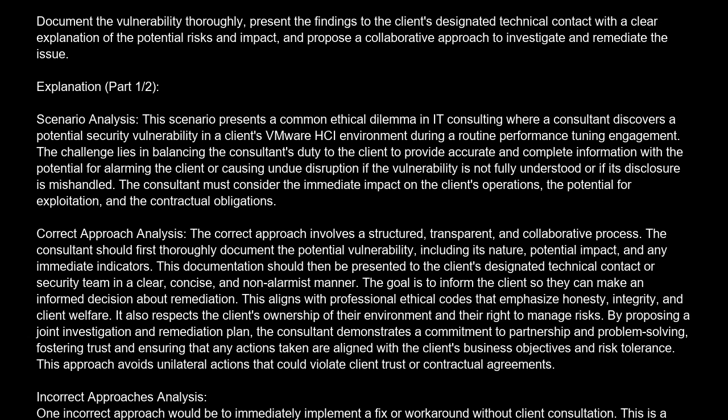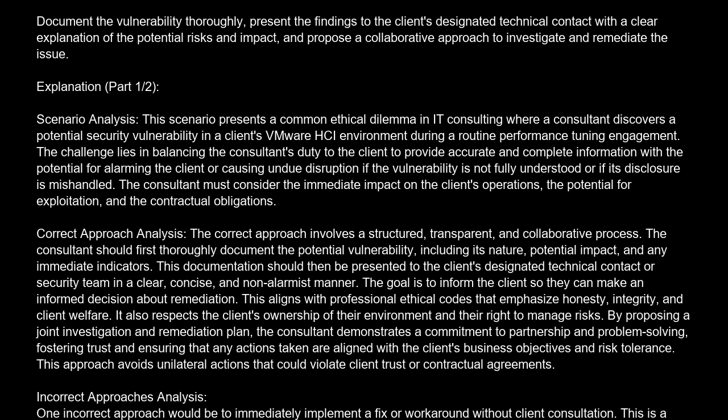The consultant should first thoroughly document the potential vulnerability, including its nature, potential impact, and any immediate indicators. This documentation should then be presented to the client's designated technical contact or security team in a clear, concise, and non-alarmist manner. The goal is to inform the client so they can make an informed decision about remediation. This aligns with professional ethical codes that emphasize honesty, integrity, and client welfare. It also respects the client's ownership of their environment and their right to manage risks.